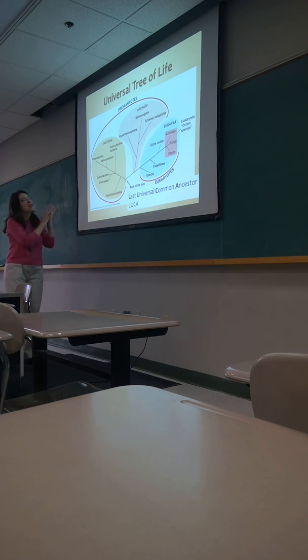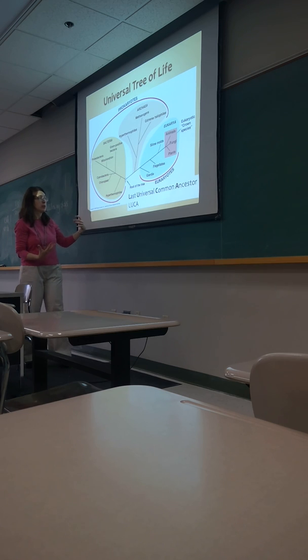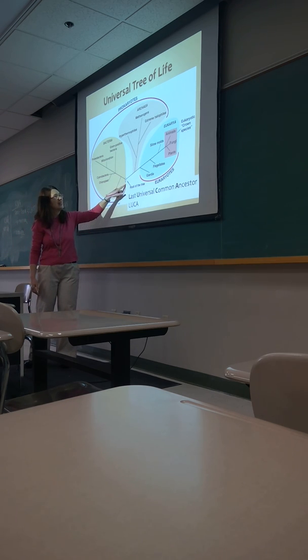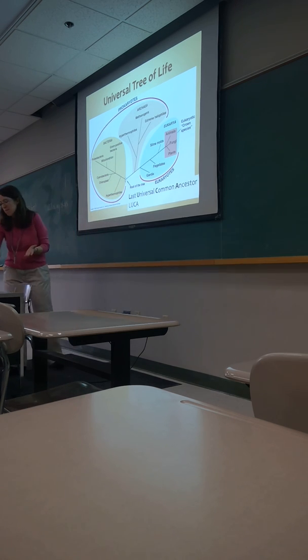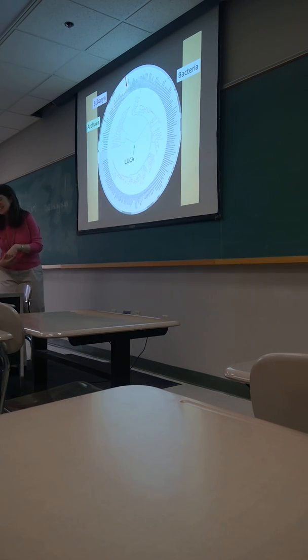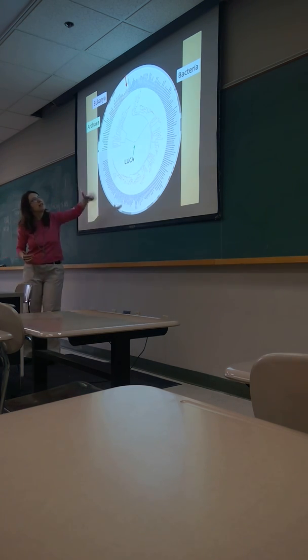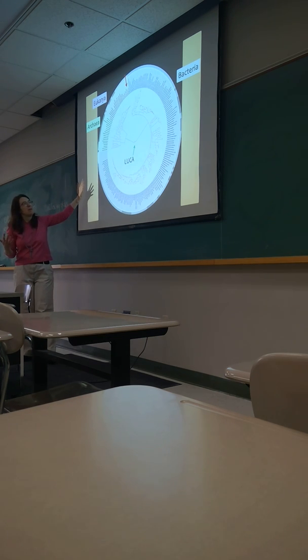So using those 16S and 18S rRNA genes has allowed us to make what's called the tree of life. This is a super, super simple version, and Luca is right here at the base of the tree. This is a slightly more complete version, and I love this version because it shows you how much of the organisms are bacteria, how much are archaea, and how much are eukaryotes.